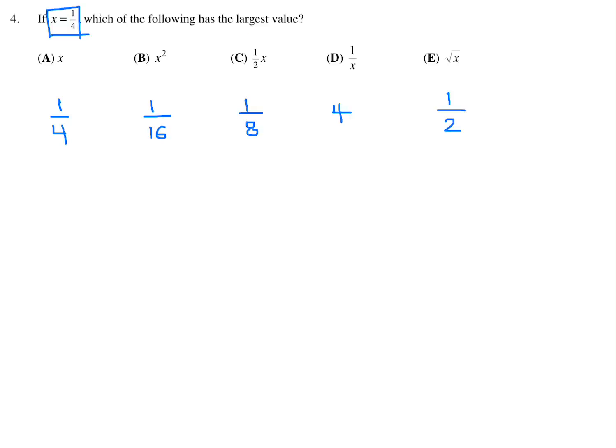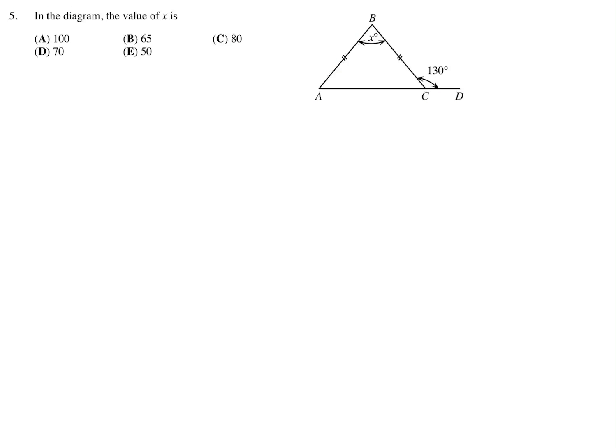So which of these is the largest? That would be this one right here. So the answer to number 4 is D. In the diagram, the value of x is, if this is 130, we know that all the angles about a line are equal to 180. So if this is 130 and this angle in here, let's say, is y, we know that y plus 130 is equal to 180. So therefore y is equal to 50.